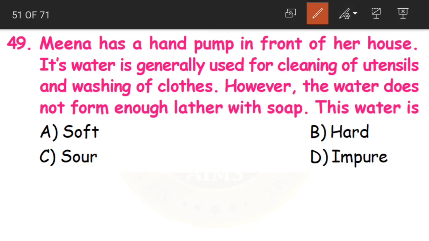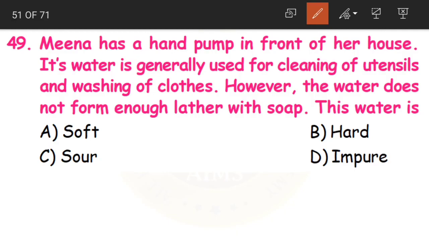Meena has a hand pump in front of her house. Its water is generally used for cleaning of utensils and washing of clothes. However, the water does not form enough lather with the soap. So children, we wash our clothes and clean our utensils. For doing this work, what do we use? We use some liquids and some detergents, that is soap and surf and all that.